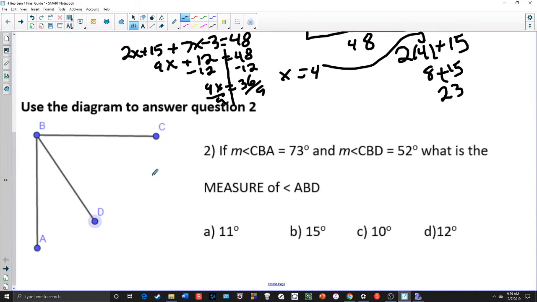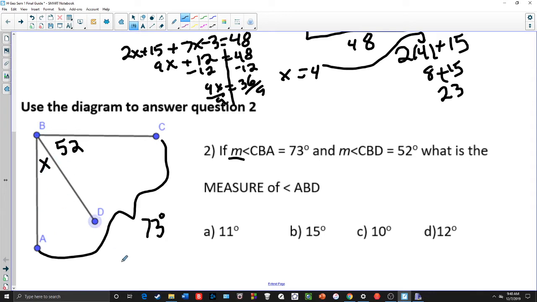This one here, they give us a diagram to go off of. It says if the measure, so M there stands for measure, if the measure of CBA is 73, so this entire angle is 73 degrees. And it says the measure of CBD is 52. So CBD is 52. What's the measure of ABD? So we don't know this measure ABD, so we can put an x there because we don't know what it is.